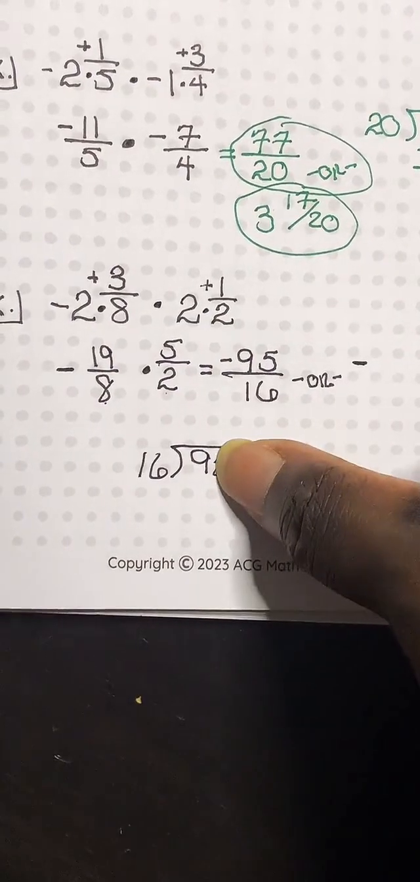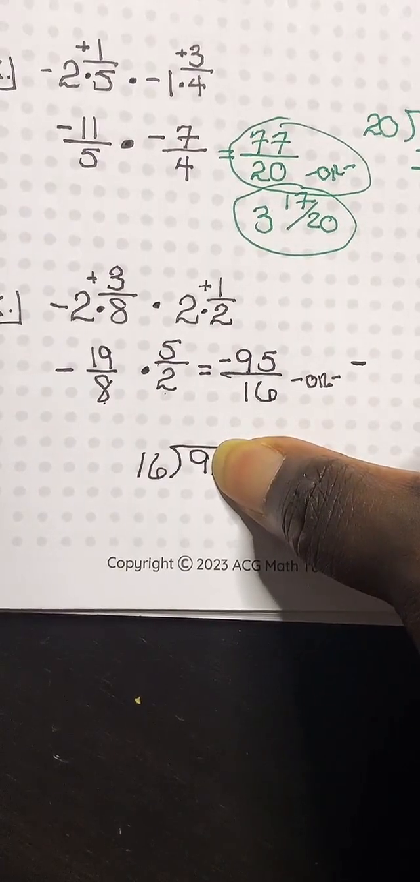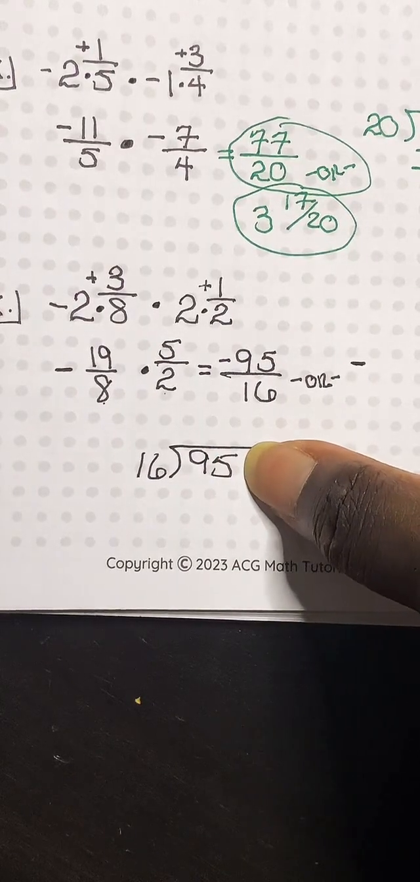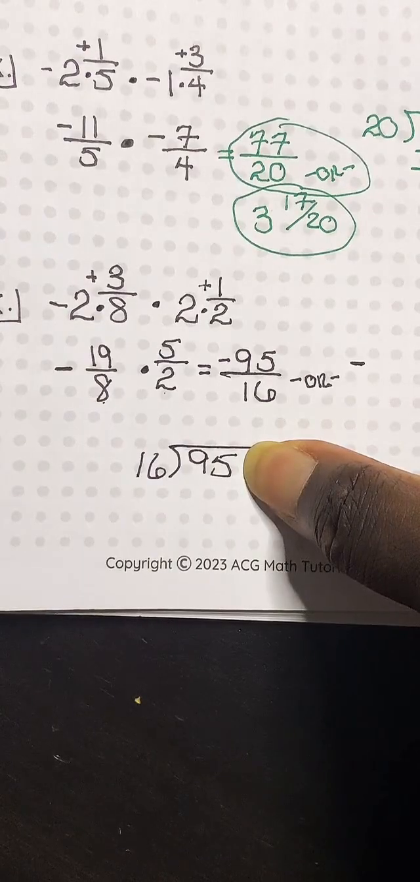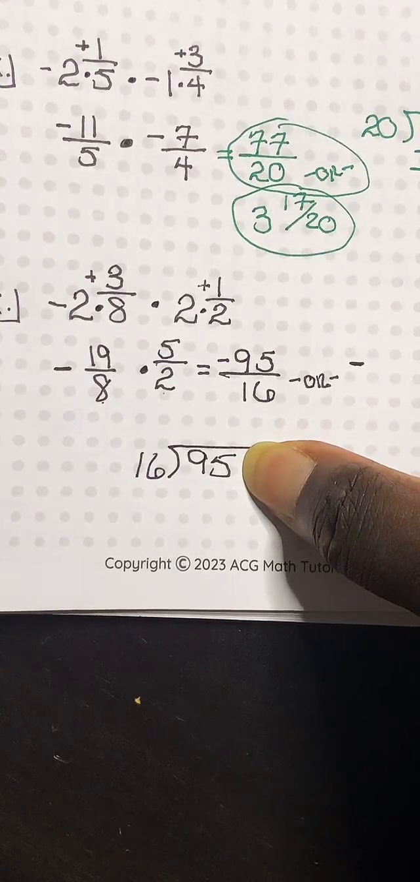So if we take a look, how many 16s can go into 9? None. Okay, how many 16s can go into 16? How many 16s can go into 95?